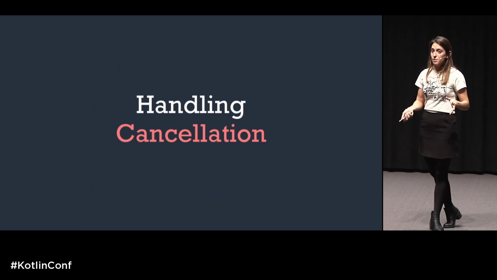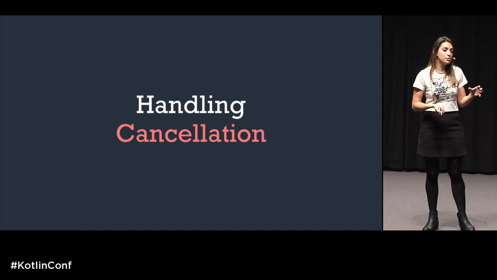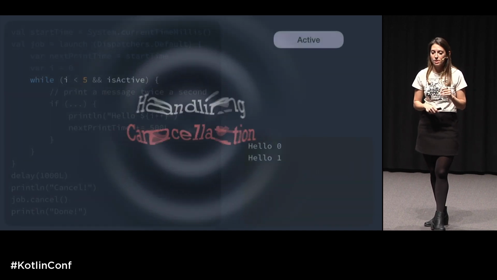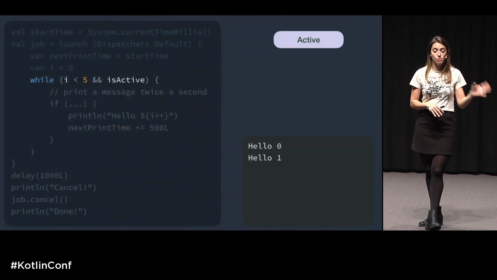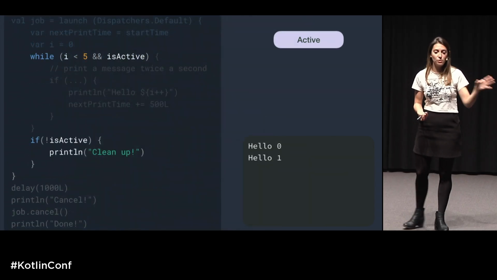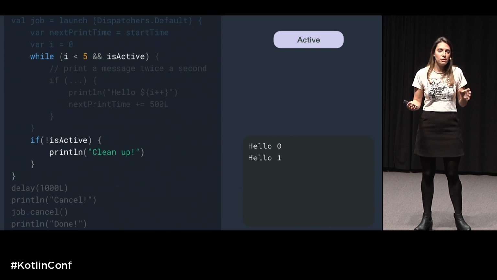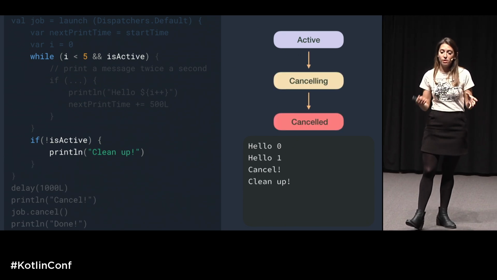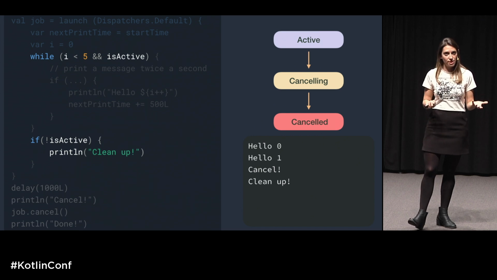So how do we handle cancellation? What if we want to do some other work when our code was canceled? I told you before that we could use something like isActive. So this means that at the end of our while, we can do a check for isActive, and we can do that cleanup that we need. And we see that we're calling cancel, cleanup, everything behaves right.